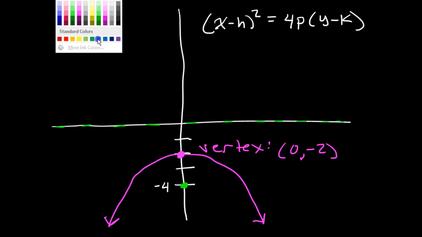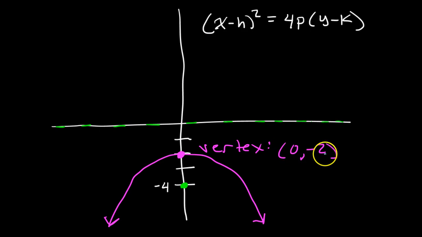But now we know, since the vertex is (0, -2), this is h and this is k. So if h is 0, then I will really just have x squared. And now I have 4p, now y minus k, in other words, the opposite of this. So I will put y plus 2, not squared. So all I really need is the p-value to finish this off.